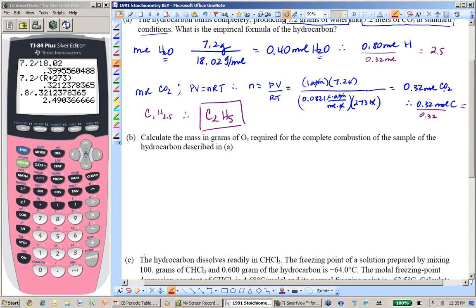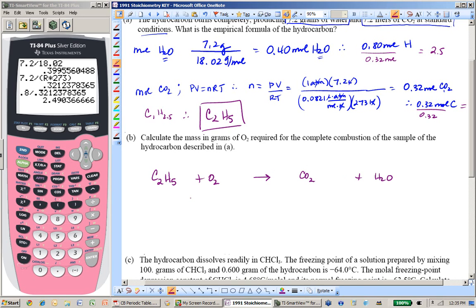There's 2 ways you can kind of look at this. We could go through this simple math, but the way you were probably thinking is to just write an equation out. It's C2H5, plus oxygen, chemical combustion of a hydrocarbon, we make CO2 and we make H2O.